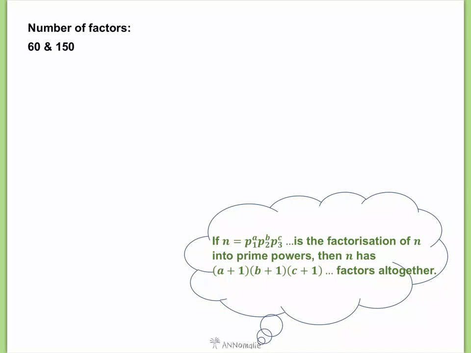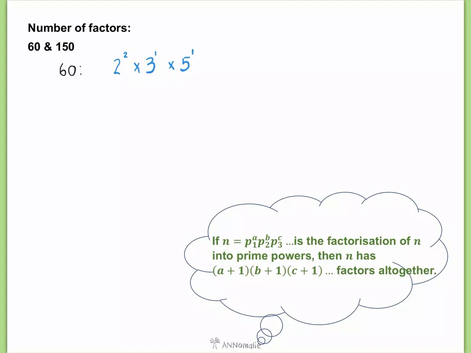Now we're going to look at something really super cool. Is there a way to determine the number of factors without listing them all? So what we could do is take the prime factorization of 60, which we just discovered is 2 to the power of 2 times 3 times 5. Now, for the sake of clarity, I'm just going to put a 1 over there.